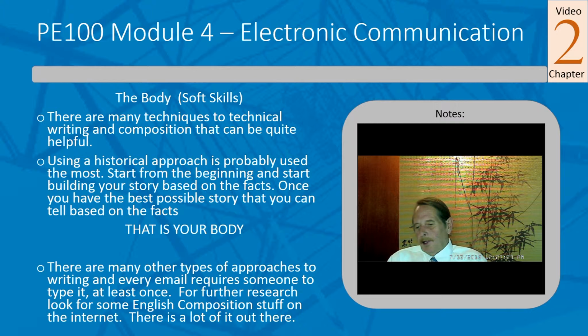There are many, many techniques to technical writing and composition. They can be quite helpful. Using the historical approach is one that is probably used the most. What you do is, when you've assessed the situation, you start at the beginning of time and you just work each aspect of it. You do your research until you have a complete understanding of how the situation started, what was intended at the time it started, and where you are today, and what made it come to this difference over here versus where it started here. And then you factually point out where these issues are.